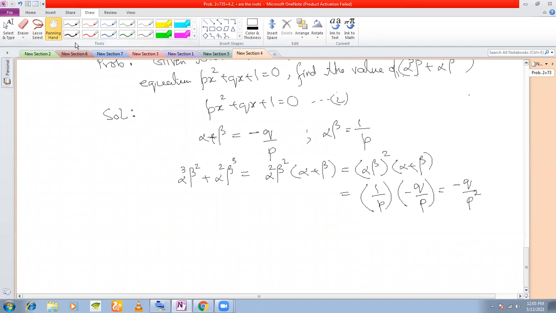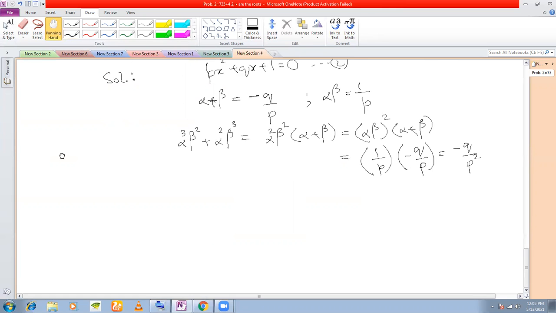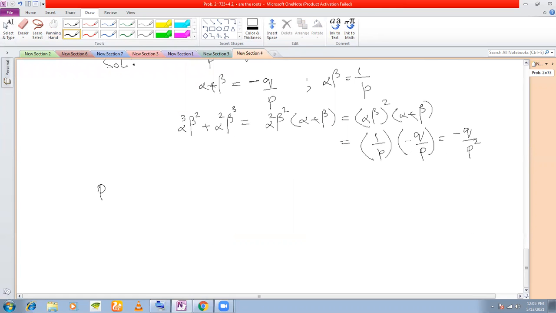So this was a simple sum. Next also is picked up from the question paper, last year's class 11 board examination question paper.